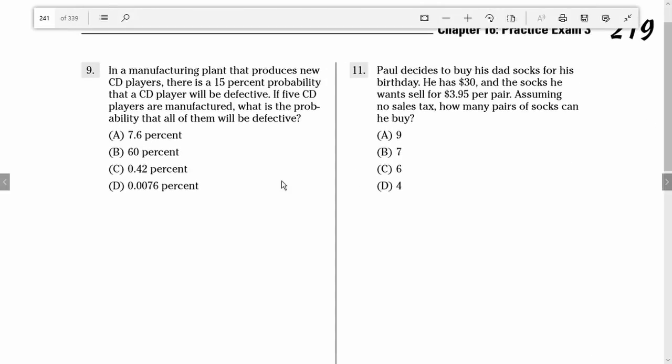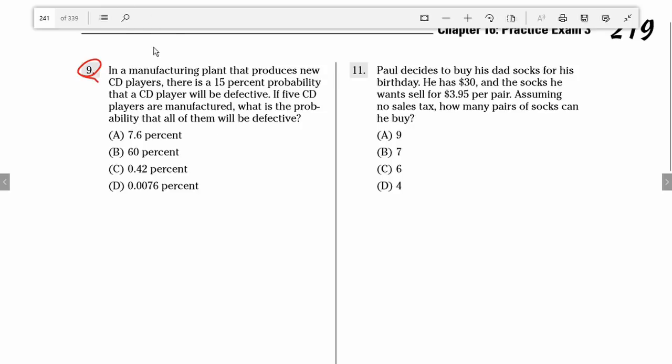All right, number 9. In a manufacturing plant that produces new CD players, there is a 15% probability that a CD player will be defective. If 5 CD players are manufactured, what is the probability all of them will be defective? Okay? This is a statistics problem, and it's not a very easy one, to be honest with you. Again, if you're doing well in the ASVAB, you may start seeing problems like this.